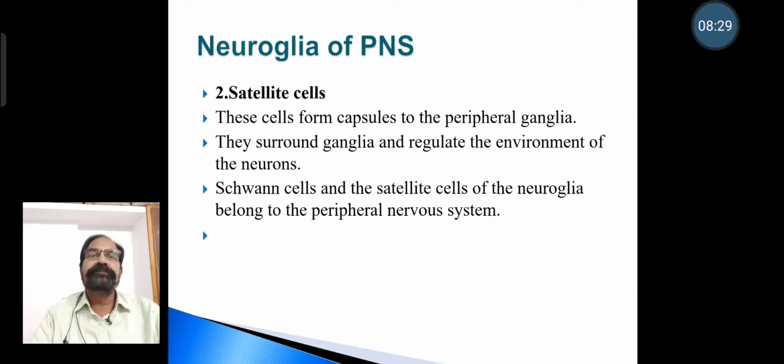Satellite cells. These cells form capsules for peripheral ganglia. They surround ganglia and regulate the environment of the neurons. Schwann cells and satellite cells of neuroglia belong to the peripheral nervous system.